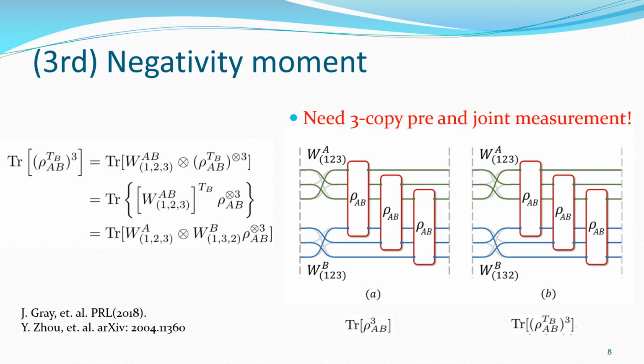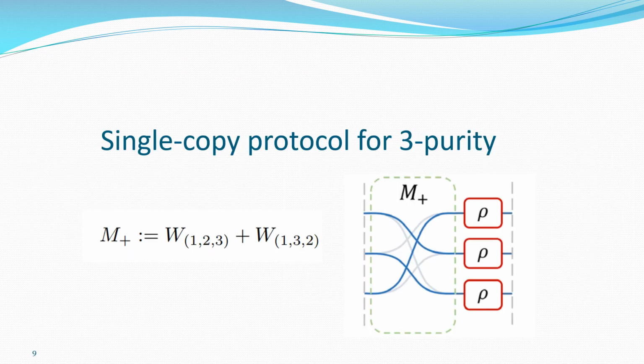As shown in figure A and figure B, we know that if one wants to measure the three-order quantity, like purity or the negativity moment, one needs to prepare three copies of rho AB and do joint measurement between the three copies. So, in fact, it is challenging for this preparation and measurement, considering current quantum technologies, especially for the higher dimensional ones. In the following, I will introduce a randomized protocol which can use only a single copy state to realize the same measurement. For simplicity, let us first consider a single copy protocol for three-order purity on a single particle state.